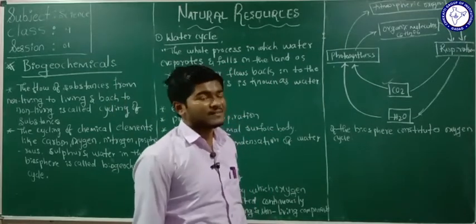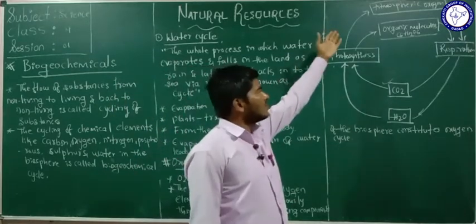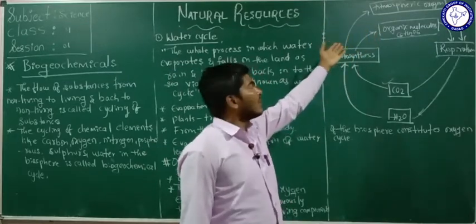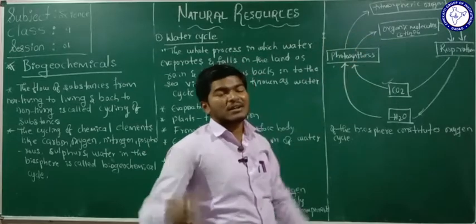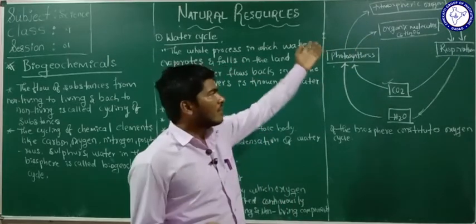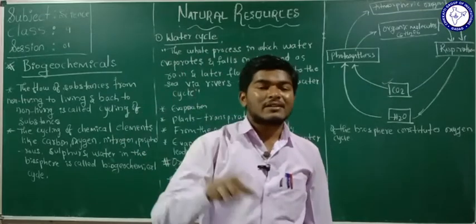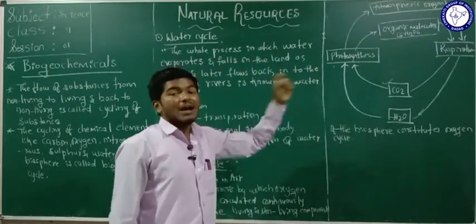In the presence of sunlight they release oxygen to the atmosphere and they give another chemical material, that is nothing but organic molecules, which is called food, and that food will be utilized by the animals. The process will be continuous here. So this is all about the oxygen cycle.